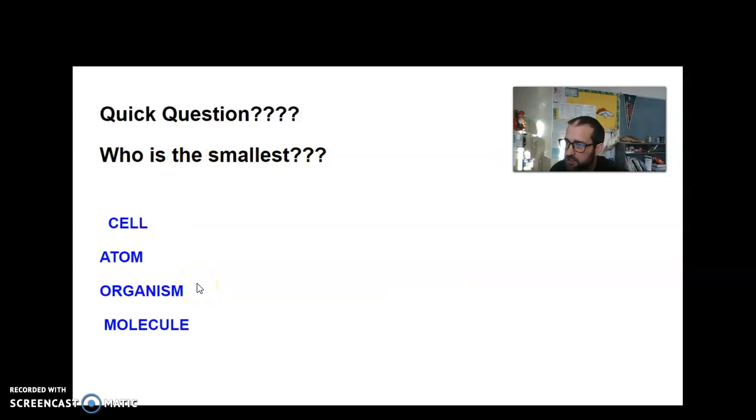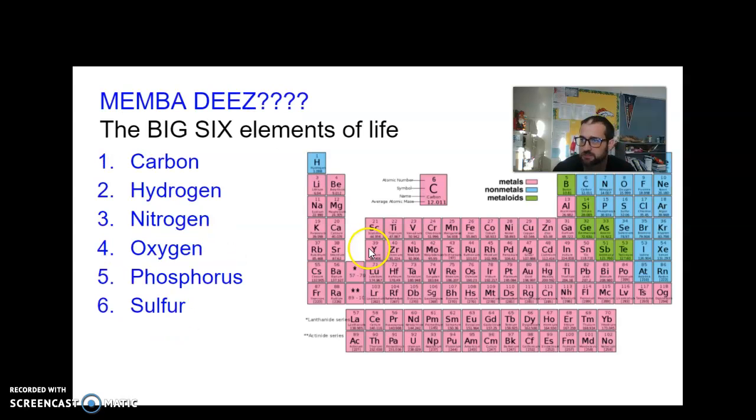Alright, nothing's in red, just a quick refresher. So quick question, who is the smallest: cell, atom, organism, or molecule? Hopefully you picked atom. So atoms are these little invisible building blocks. You put those together, you can start to make molecules. Start putting molecules together, you can make things like cells, and then you can make things like organisms.